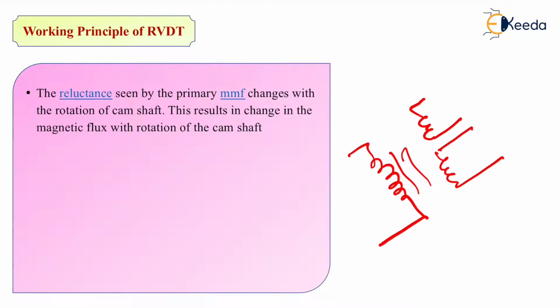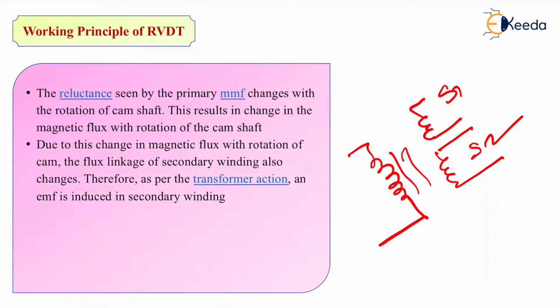The way the camshaft is rotating, that is how the induced EMF is changing in the S1 and the S2. Due to this change in the magnetic flux with the rotation of the cam, the flux linkage of the secondary windings also changes. Therefore, as for the transformer action, an EMF is induced in the secondary winding. So how is the EMF induced in the secondary winding?